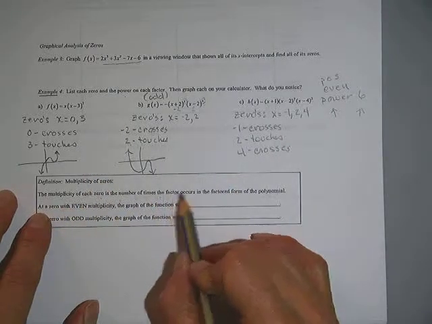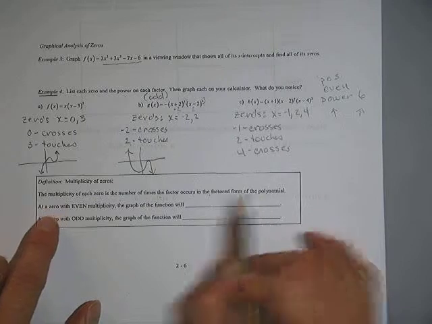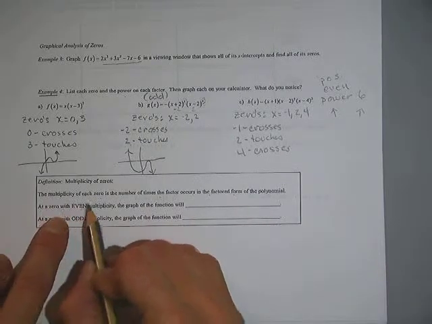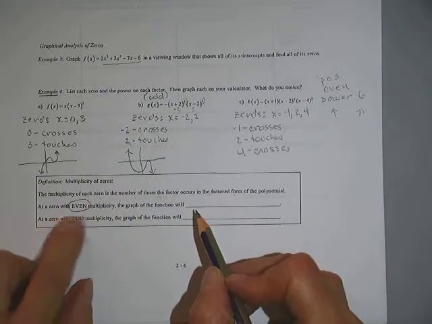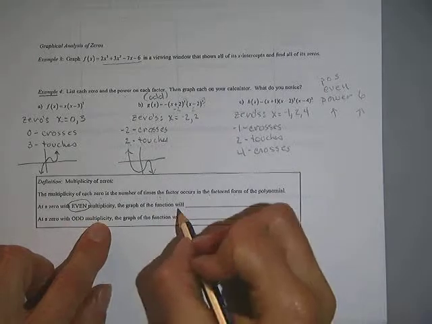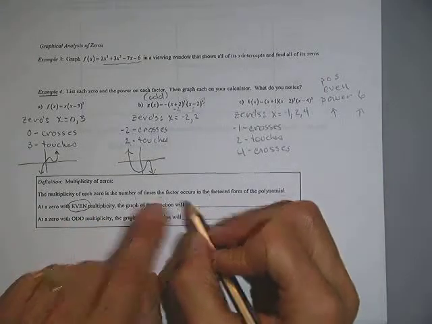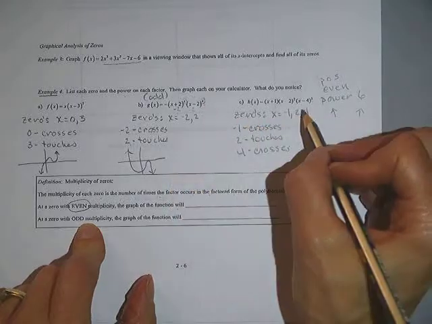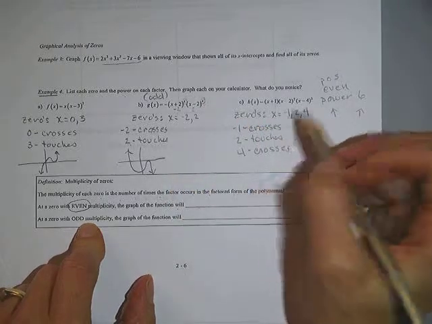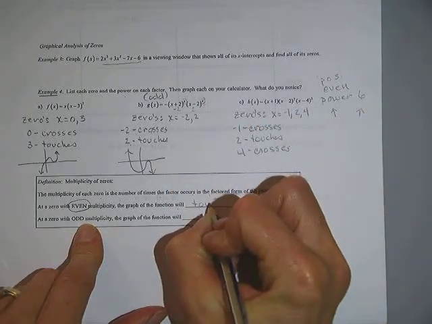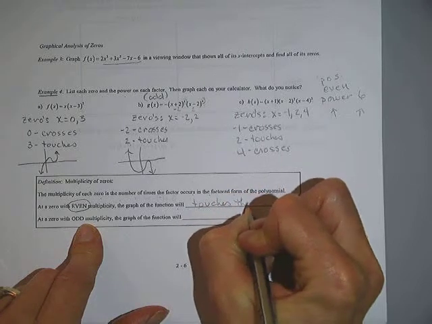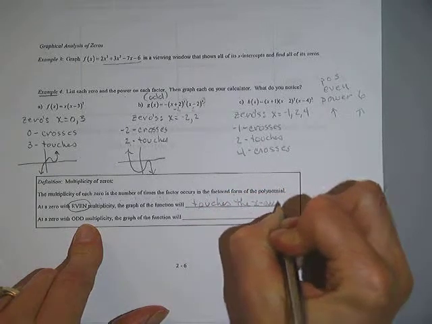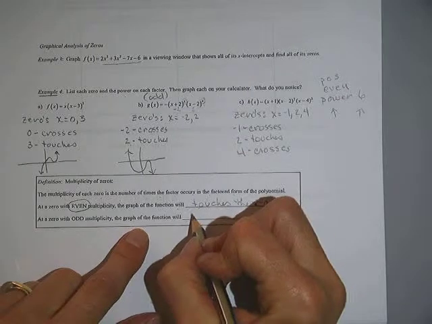So you are correct. So basically, let's look at this. Multiplicity of zeros. That's what all of this is called. The multiplicity of each 0 is the number of times the factor occurs in the factored form. At a 0 with even multiplicity, the graph of the function will, what did we say? If it's even, what does it do? It touches. There you go.